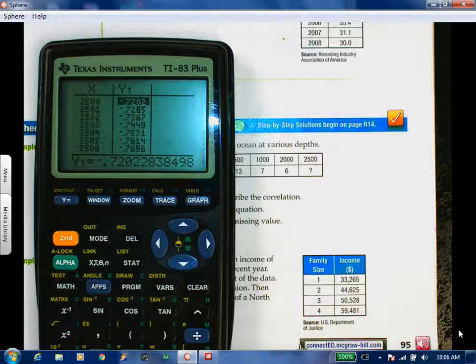Okay. So good question. Do you have to graph these out on paper anymore? No. You do not have to graph these out on paper anymore. I do want you to graph them on the calculator.